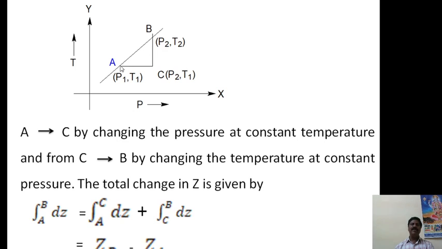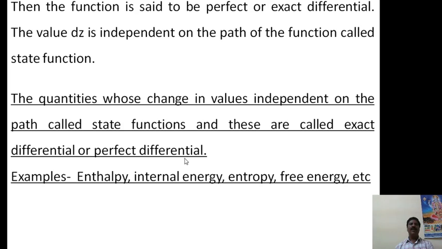Going from A to B, the distance will be the same as going from A to C and C to B. Therefore we say that it is path independent. It depends on the initial and final state, and hence it is called an exact differential. Now the function is said to be a perfect or exact differential. The value of dz is independent of the path of the function, called a state function.